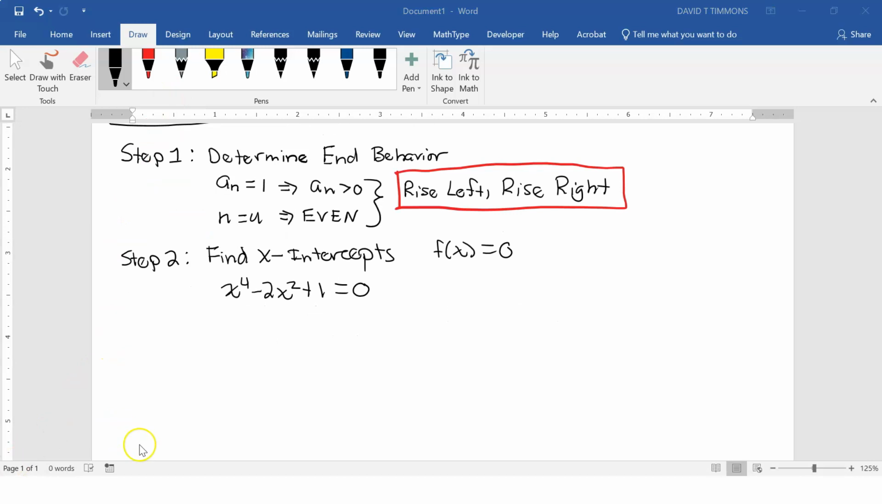In step 2, we want to find the x-intercepts, so we'll set our function f of x equal to 0. So we'll set this equal to 0, and you can actually factor this function as (x^2 - 1)(x^2 - 1) = 0. Now, x^2 - 1 can be factored into (x + 1)(x - 1), and that will happen twice. So then we can actually rewrite it like this.